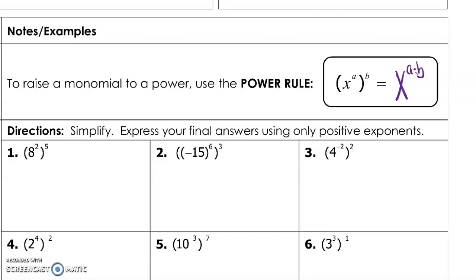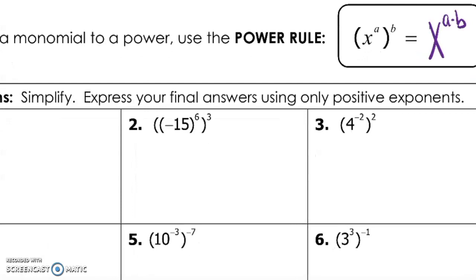So we've done adding and subtracting, where you just combine the coefficients. We've done multiplying, where you add the exponents. Dividing, where you subtract the exponents. Now you do an exponent to an exponent, which means you multiply the exponents together.